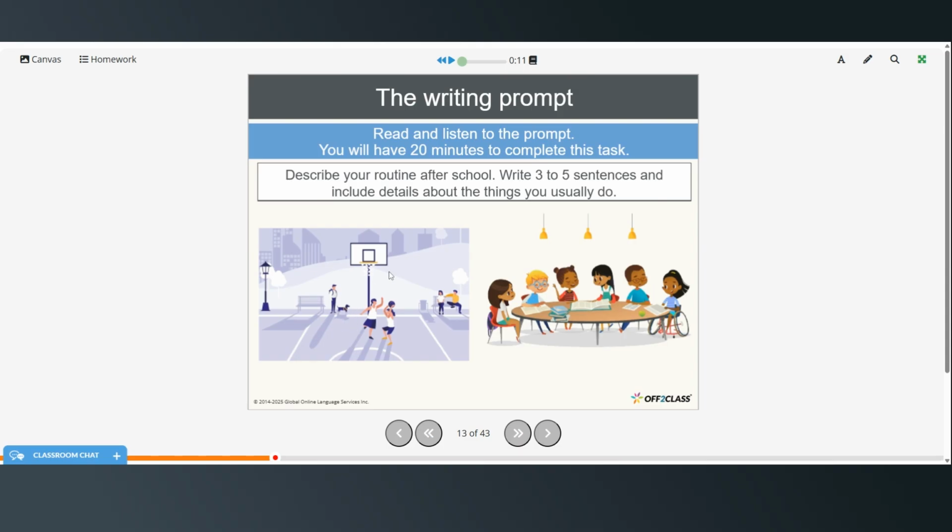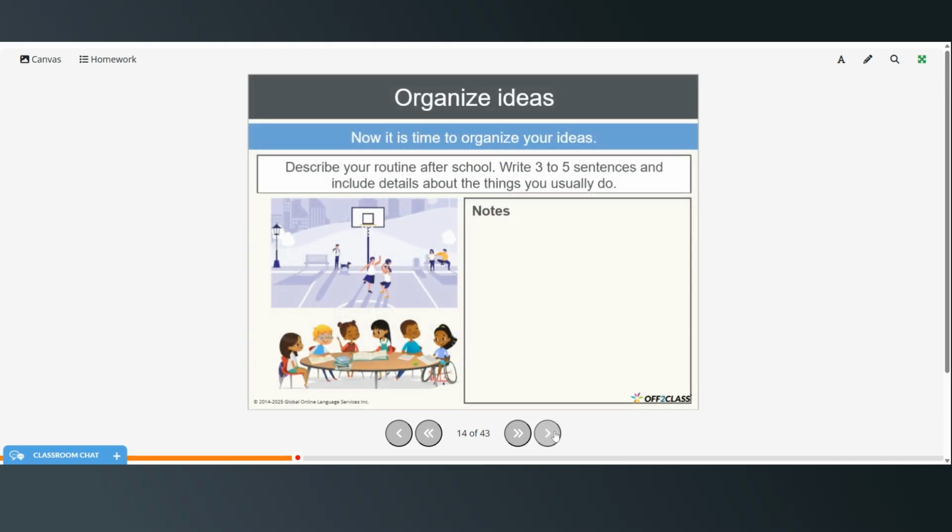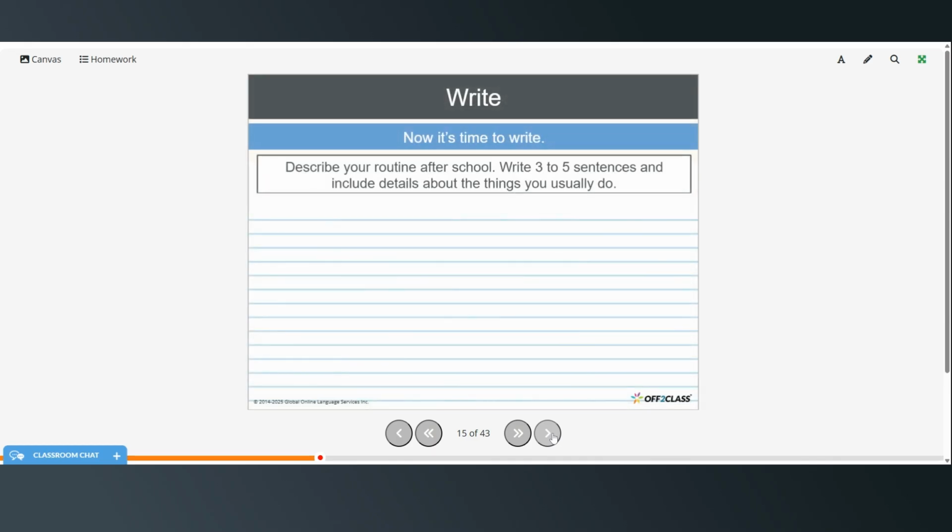Again, remember to consider the pictures. Those may help you in forming your answer. And then write your 3 to 5 sentences. You can pause the video, set a timer for 20 minutes if you need to, and then restart the video when you're ready to continue.